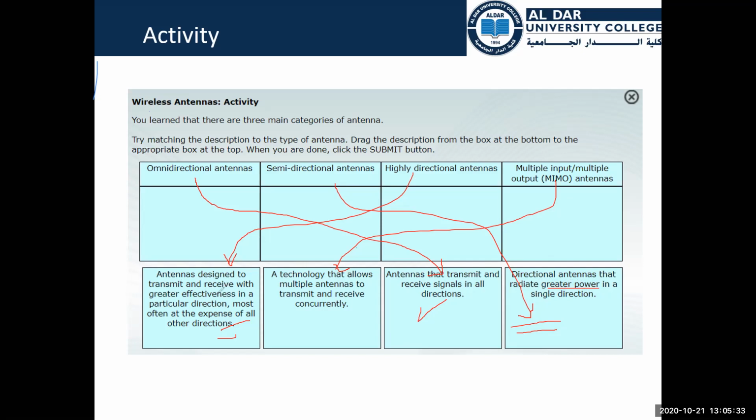Here, it receives with greater effectiveness in a particular direction, just a particular direction. So it doesn't care about the other directions. So this is highly directional. Okay, let me see the model answer. You confused me really. It's okay, but I think this is good. This is true. Let me see. This is the model answer as well.